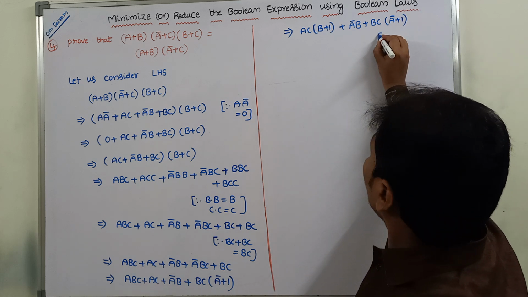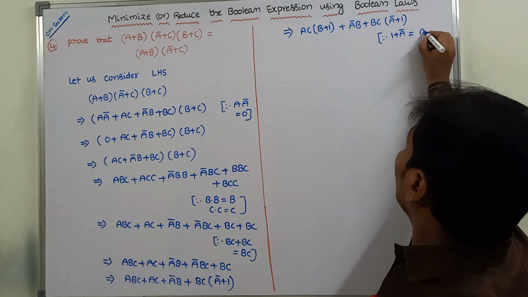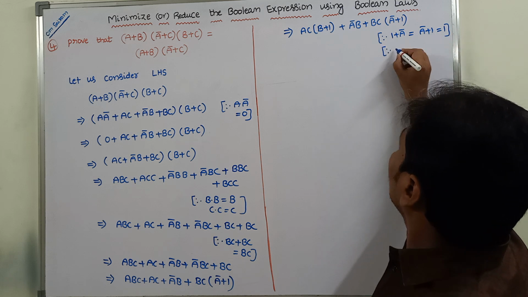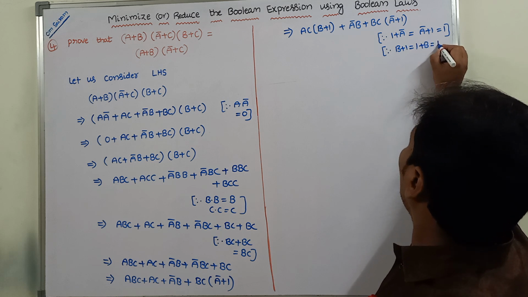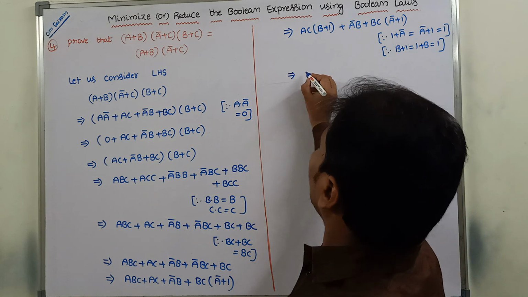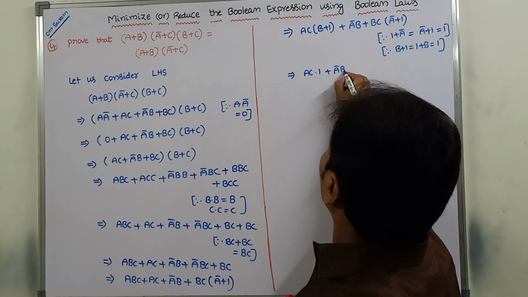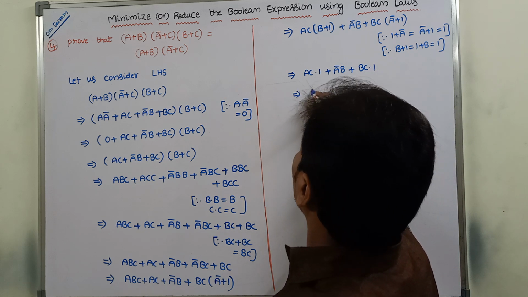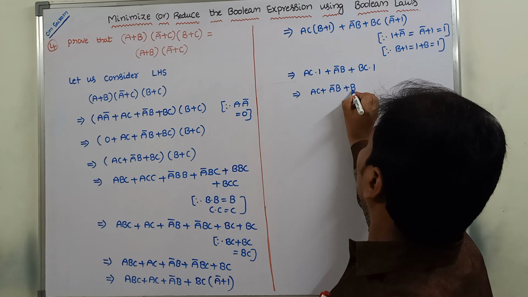Okay, we already know that 1 plus A bar is equal to A bar plus 1 is equal to 1. This is one formula. Next one, B plus 1 is equal to 1 plus B is equal to 1. By applying these two formulas for this step, we are getting AC into 1 plus A bar B plus BC into 1. So AC into 1 is nothing but AC plus A bar B. BC into 1 is nothing but BC.